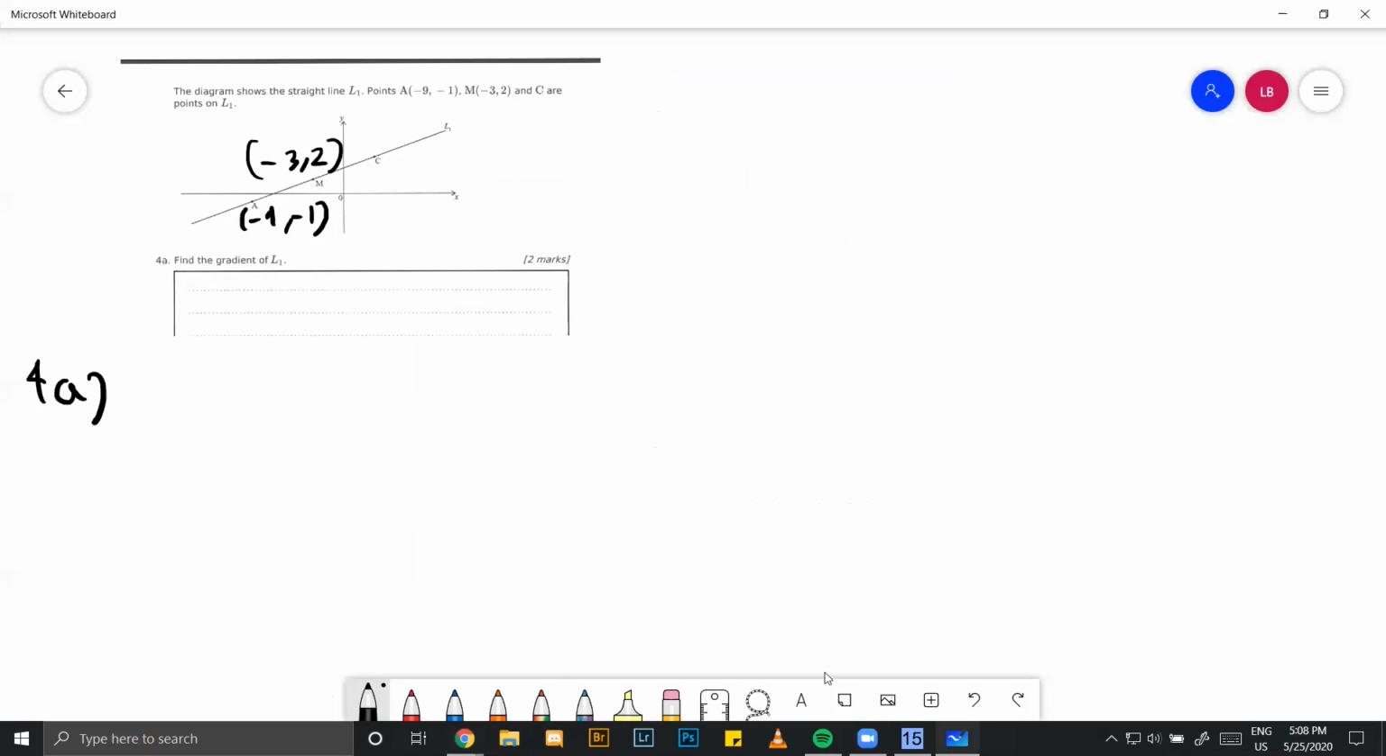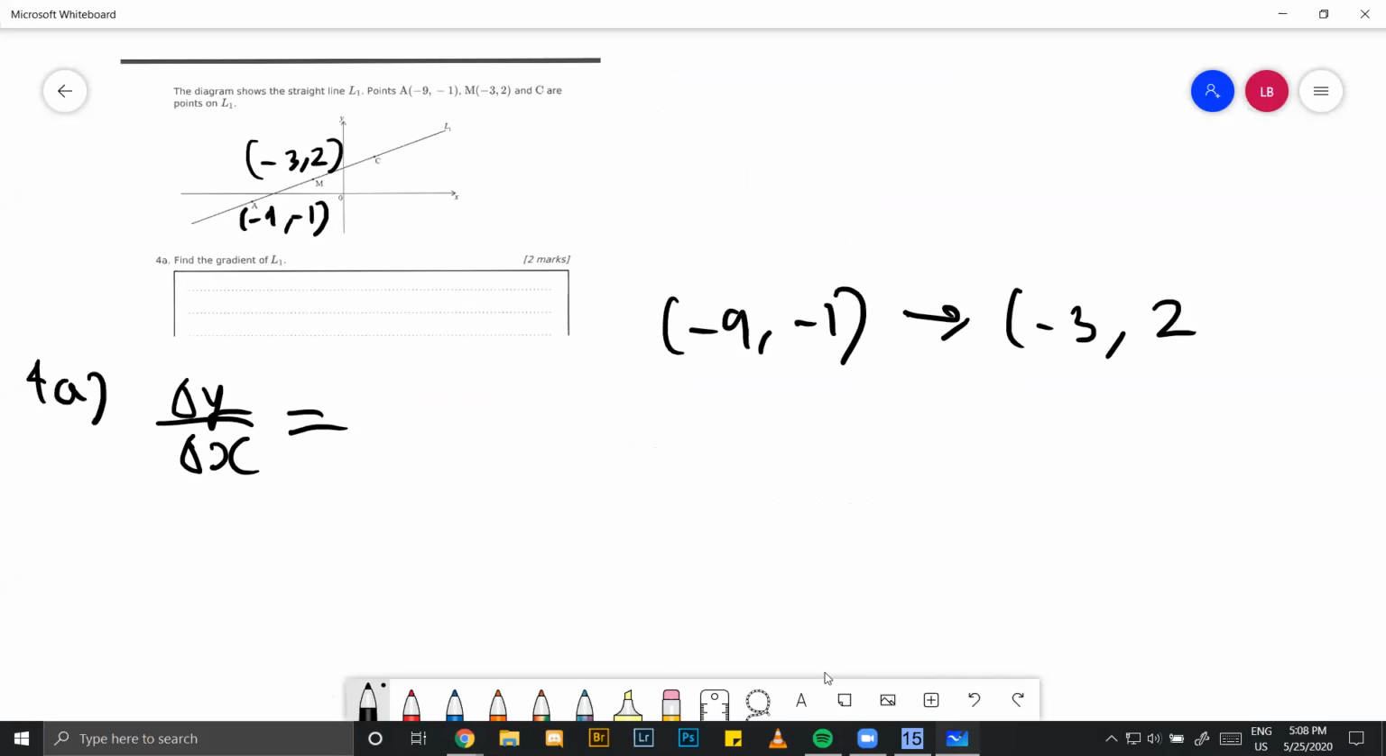So the gradient formula is the gradient is finding the rise over run. So the change in y over the change in x. We have two coordinates, -9, -1, and -3, 2. So we can find the change between these two coordinates, getting from this coordinate to this coordinate, and use that for delta y and delta x. We could do the other way around. It's the same thing. It doesn't matter. I can show that as well.